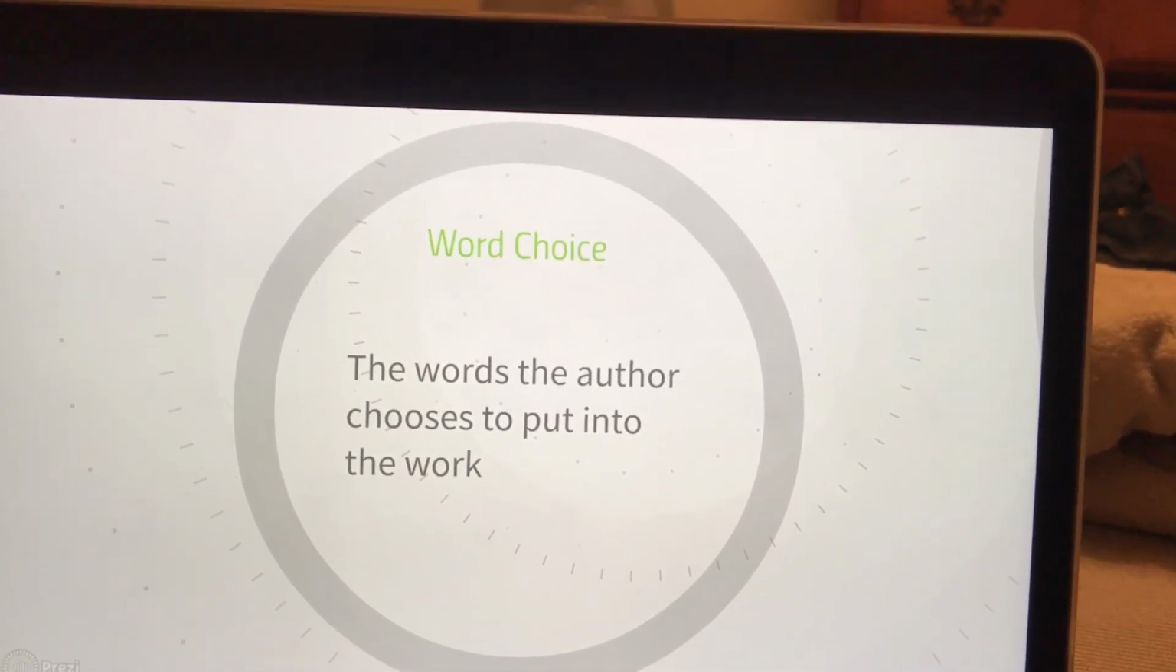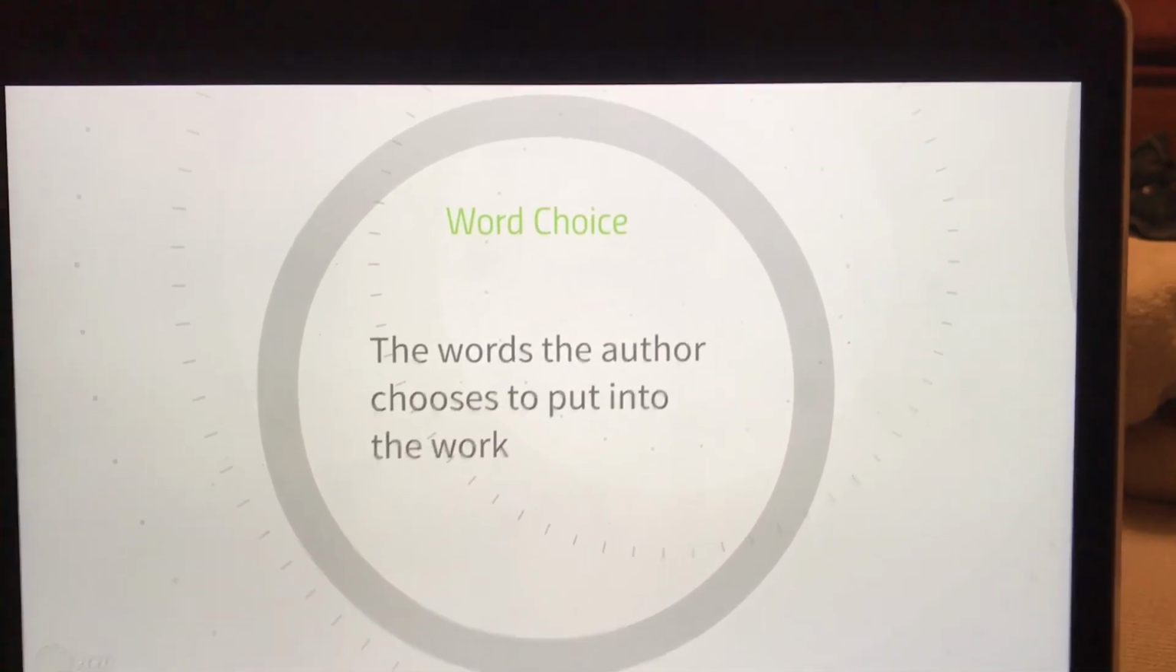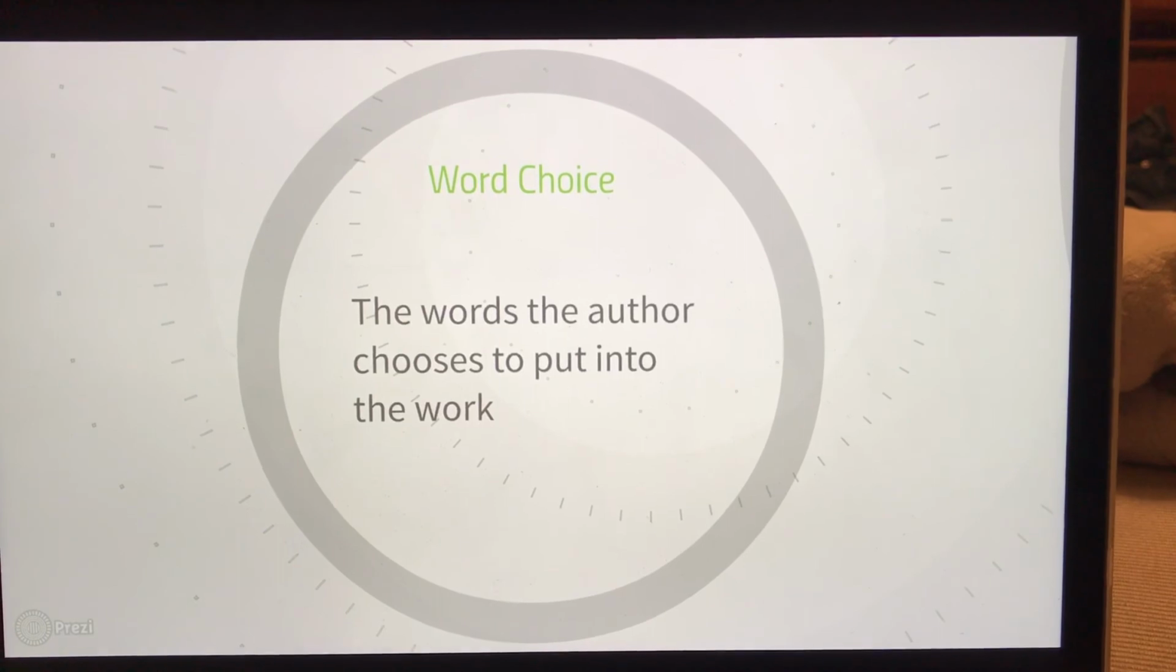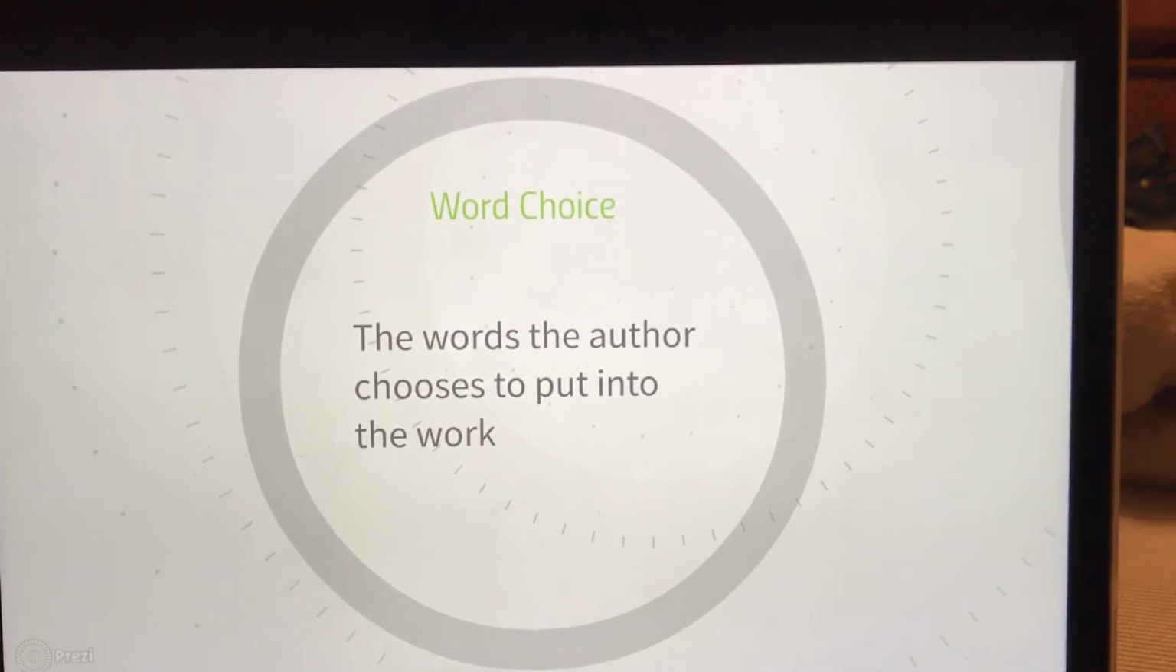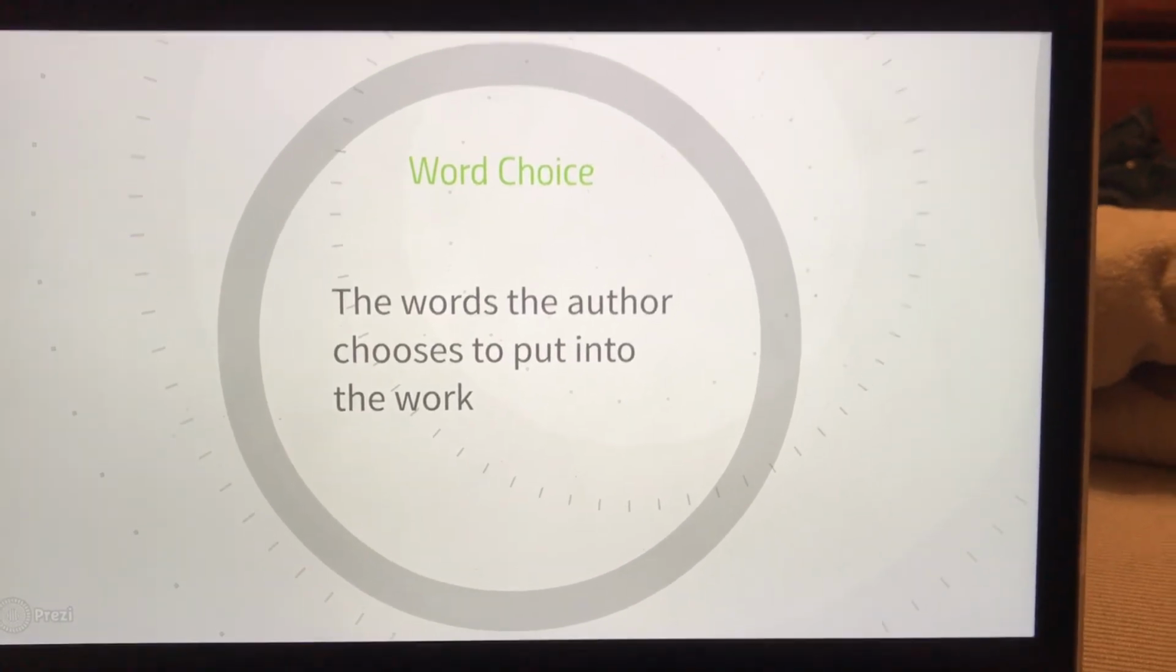Word choice refers to the words the author chooses to put into the work. An extended vocabulary can help in this sense because it can keep seed words such as said or very from becoming overused and making the story sound boring or repetitive.